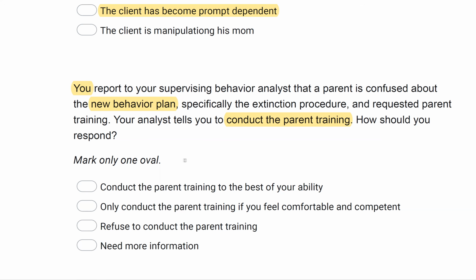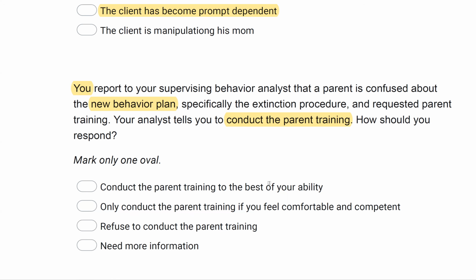How should you respond? A, conduct the parent training to the best of your ability. If you choose to do the parent training, absolutely do it to the best of your ability. As always, we read all of our answer choices, though. Is there a better response? B, only conduct the parent training if you feel comfortable and competent. Yes, you only should conduct this parent training if you feel comfortable and competent.